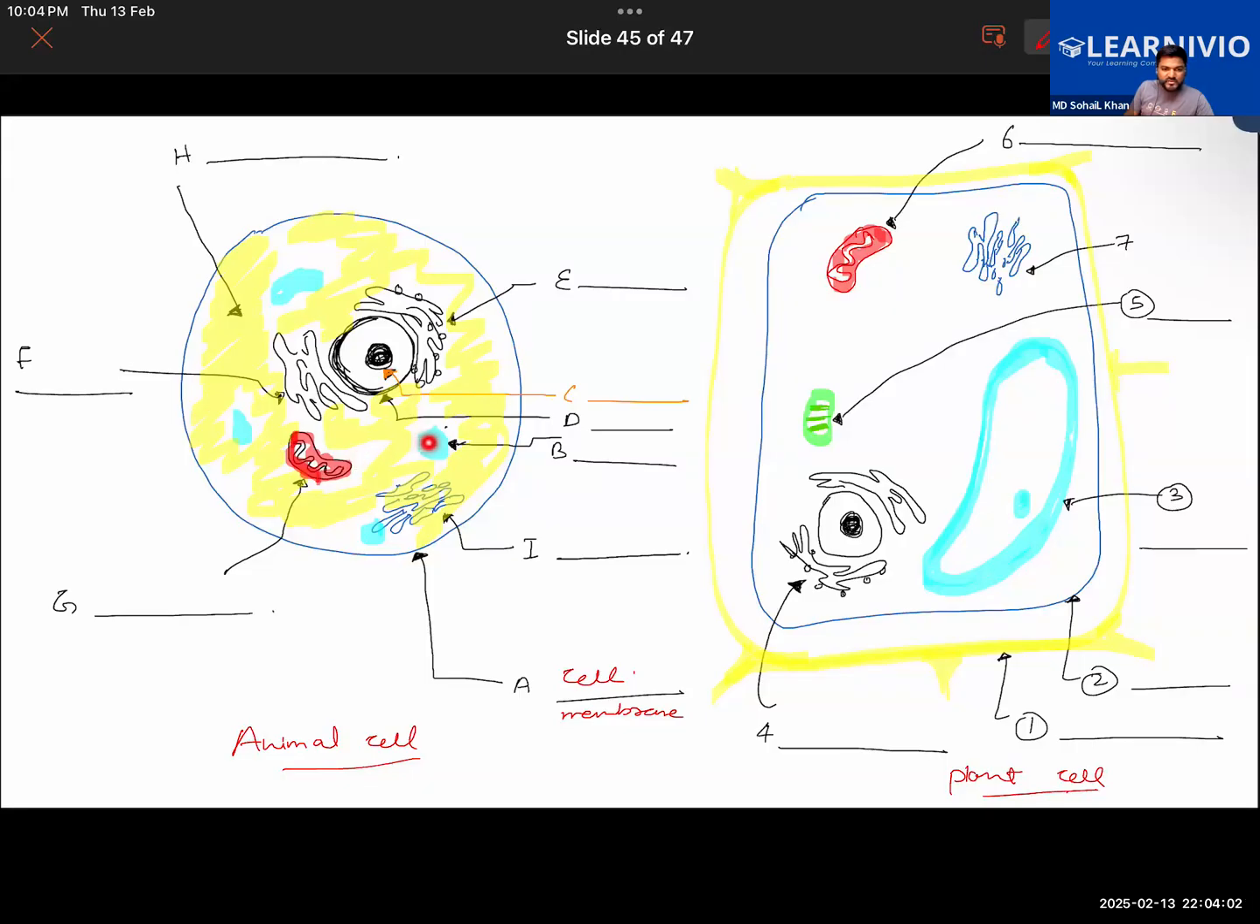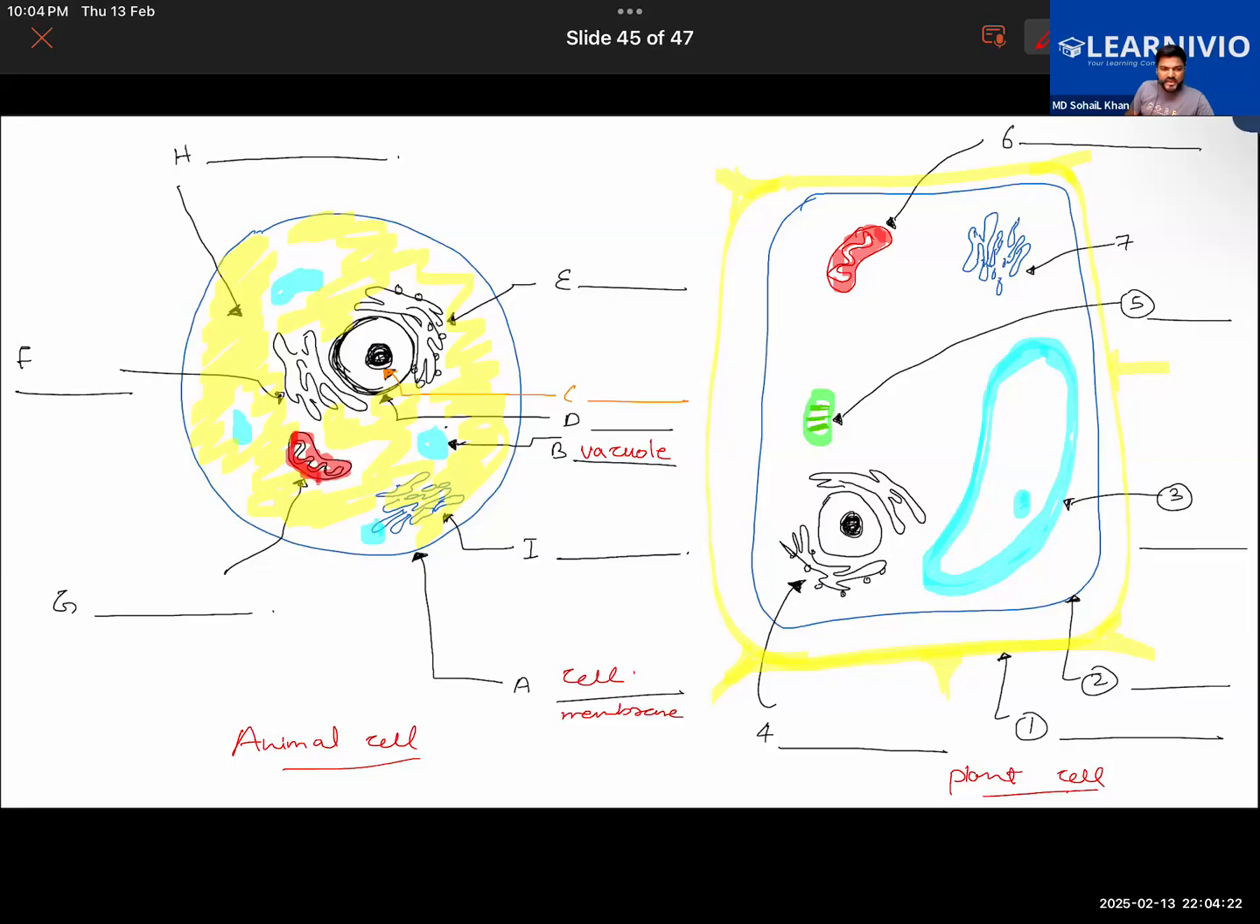Okay, so for B you have answered. No, that one is not actually lysosome here. That one is vacuoles actually. Vaika, this one here is vacuole. Okay. Next, C, that is nucleus. D, that is nucleus. Good.